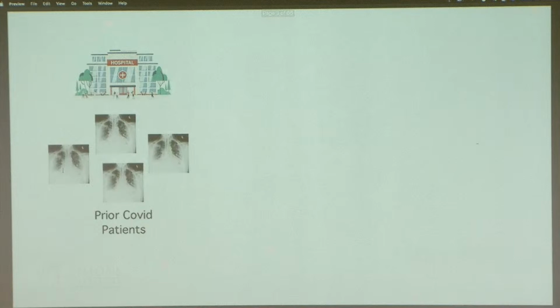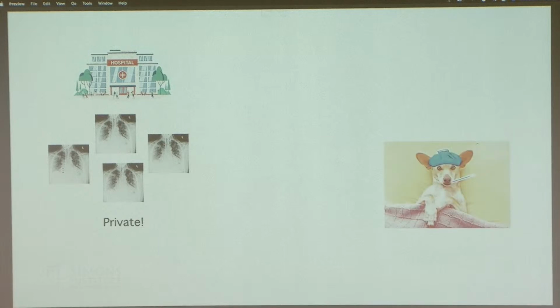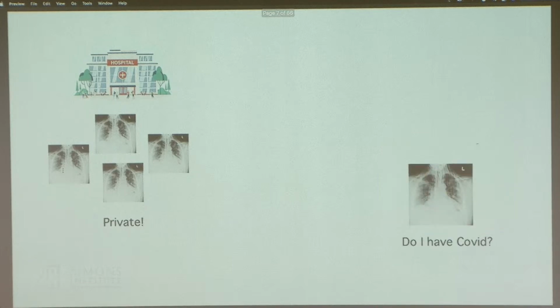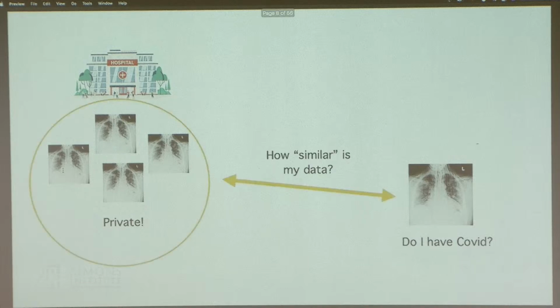Let's say you're a hospital and you have a bunch of private data of patients who had COVID. It's a private data set, and later you notice your dog is sneezing, right? And you want to ask, does my dog have COVID? So what do you want to do? You want to take your dog to the hospital, get its lung scanned, and measure the similarity between your dog's lung scan versus this private data set of COVID patients. So this seems like a well-motivated problem.